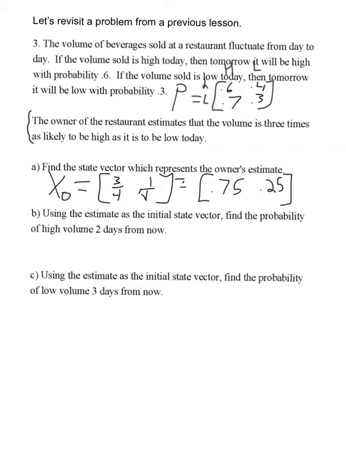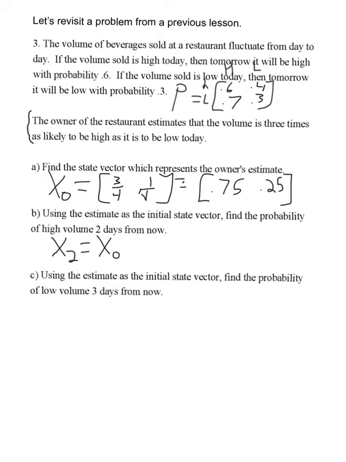So here's where we use this. Part B, using the estimate as the initial state vector, find the probability of high volume 2 days from now. Okay, so here's basically what we're going to be doing. If x sub 0 is right now, x sub 1 would be tomorrow, x sub 2 would be 2 days from now.